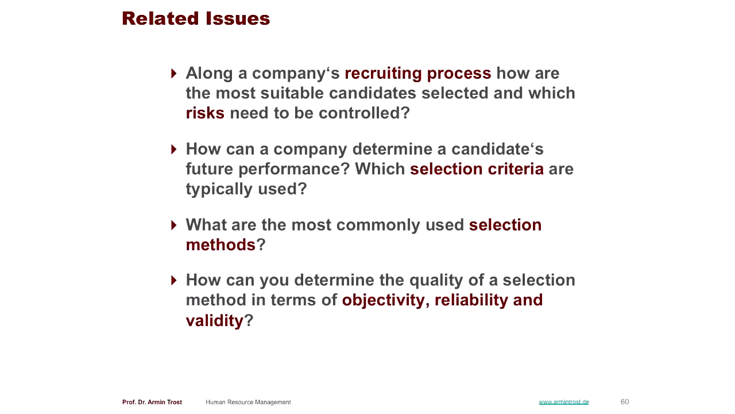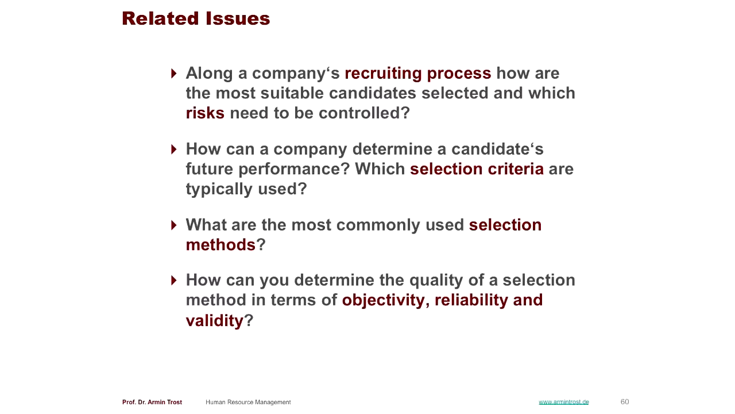Then a big chapter will be about the different selection methods. We will talk about tests, interviews, how companies use the CV, and the assessment center. We talk about all these different things. And at the end, I want you to have really an idea about why and how companies do this.